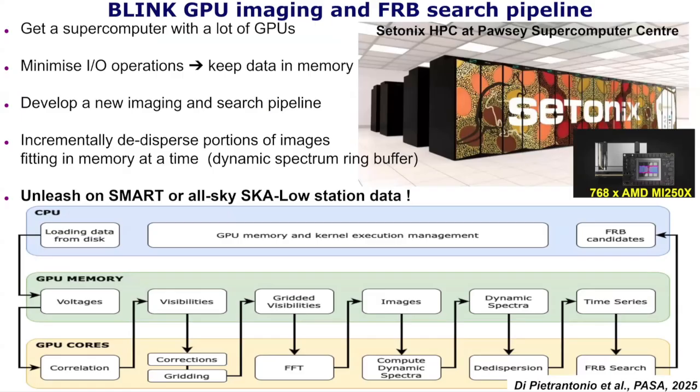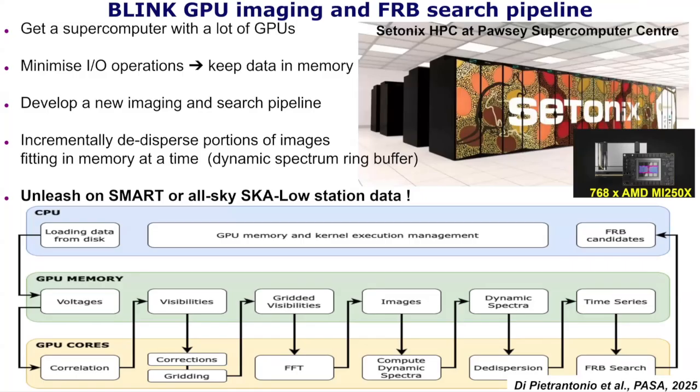So correlation, gridding, and 2D FFT, everything is on GPU. Then we do the dispersion also on GPU, find candidates, and then inspect these candidates later. It's humans mostly. The other part of this work was Setonics, that we have a supercomputer in Pawsey Setonics, which has over 700 GPUs, and that's what we wanted to use for this processing. We wanted to start with SMART, but then expand potentially to SKA-Low.